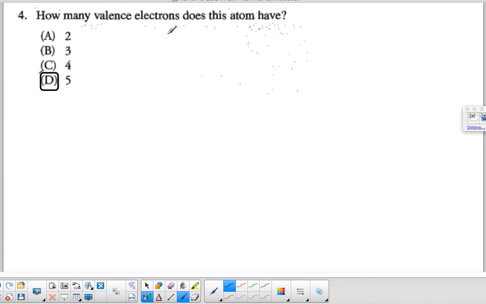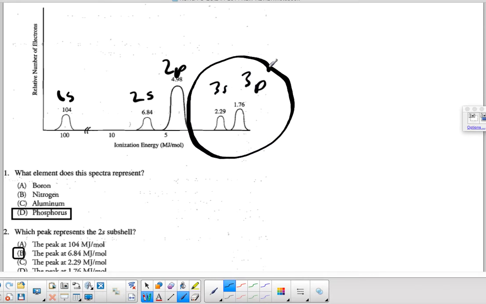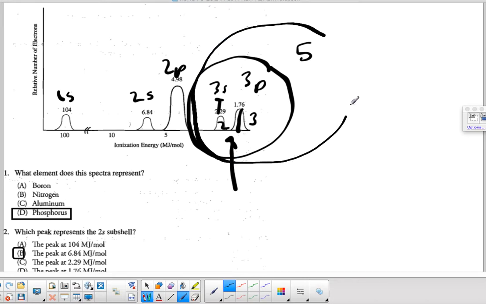Number 4, how many valence electrons does this atom have? Well, when you go to find valence electrons, it's the outermost level. So when I look back at this chart, this was basically 1s here. This is 2s, 2p, this is 3s, and then this is 3p. That's the highest level. We already know 3s holds 2 electrons. This is slightly higher. The relative height means it's got to be 3 because it's not double that. Double would be 4. I tell the number of valence electrons from the outermost, or the lowest energy value, because I know the highest energy value would be 1s.